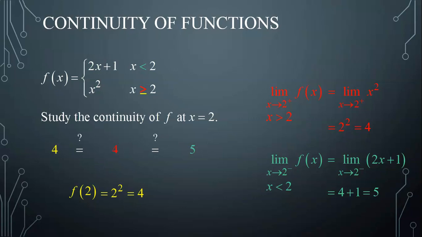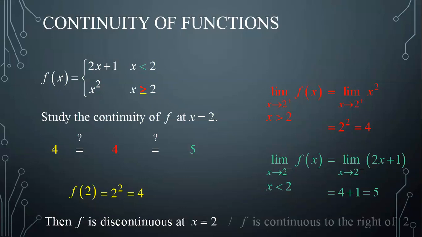Now, f of 2 being equal to 4, the limit to the right being equal to 4, and the limit to the left being equal to 5, we get to the conclusion that since all of these three quantities are not equal, f is discontinuous at x equals 2. However, f of 2 being equal to the limit to the right of 2, f would be considered continuous to the right of 2.